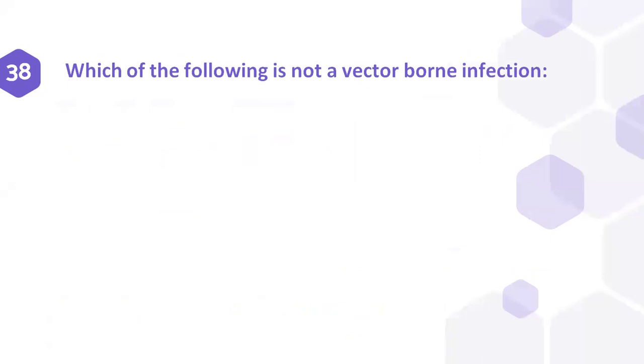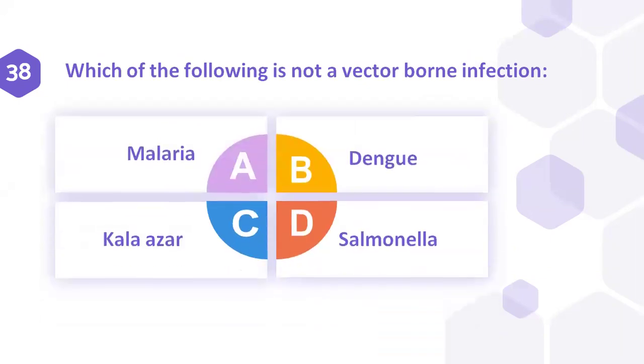Next question, which of the following is not a vector-borne disease? So which is not transmitted by vector bite? Option A, malaria, option B, dengue, option C, Kala Azar, option D, salmonella. Here the right answer is option D, salmonella. Salmonella is not a vector-borne disease. It is transmitted by contaminated food and water. Malaria and dengue are transmitted by the bite of mosquitoes, and Kala Azar is transmitted by the sand fly.